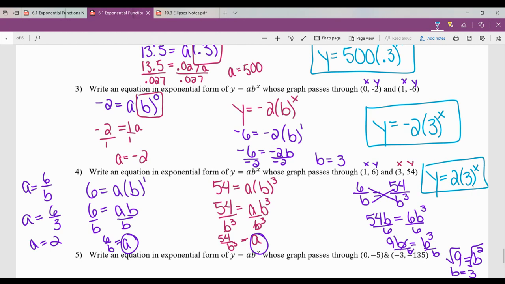Final answer. Okay, so there are a bunch of different ways that you can approach this problem. I did it in one method. There are a bunch of different ways that you can solve that. All right, so I'm going to stop right there.